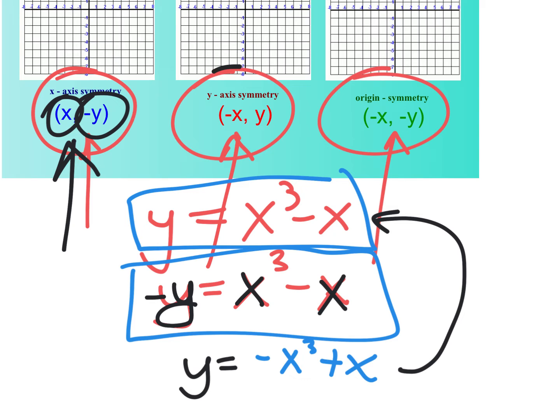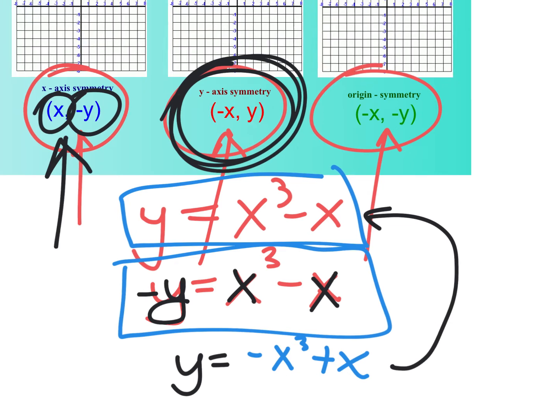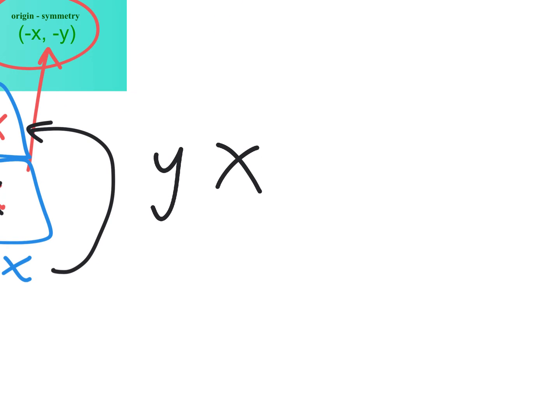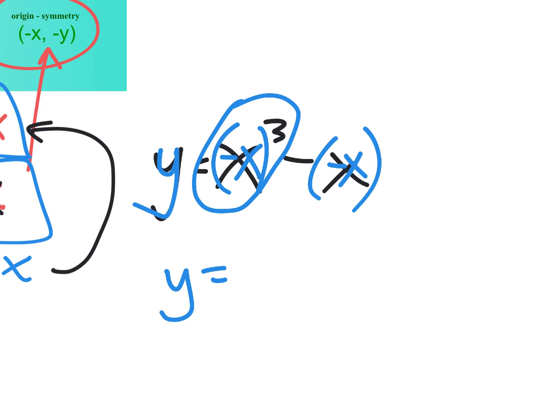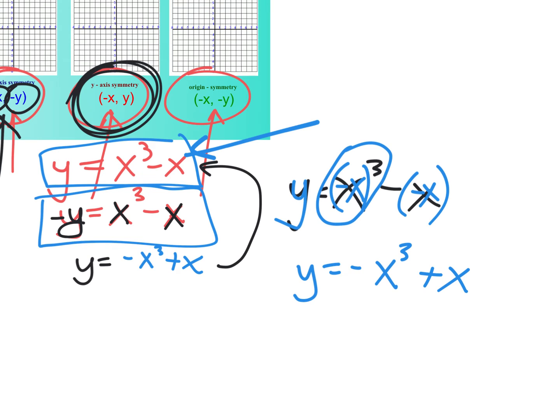Now I'm going to test it for y-axis symmetry, so I'm going to stick in negative x and y. So it was y equaled x to the third minus x. I'm going to stick in negative x. And if I'm testing for y-axis symmetry, I leave the y alone. Will this simplify to be the exact same thing as it was before? Y equals, well, do you know that negative x to the third will be negative x to the third plus x? Is that the same exact thing I started with? No. Here's what I started with right there. That is not exactly the same. So it doesn't have y-axis symmetry.